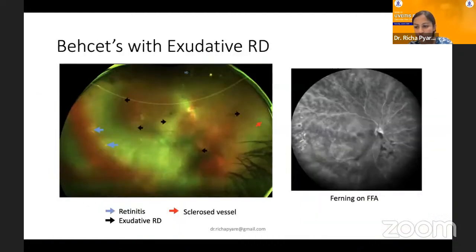So this patient, for example, presented with this fundus picture in both eyes. There are areas of exudative retinal detachment marked out with the black arrows. There are areas of transient retinitis, white spots, marked out with the blue arrows. There's a sclerosed vessel. The FFA showed a characteristic ferning pattern. On specific questioning, he admitted to a history of recurrent oral and genital ulcers. He was HLA-B51 positive. However, it is not essential for a diagnosis of Behçet's. But here, this is the diagnosis. This patient does have Behçet's.